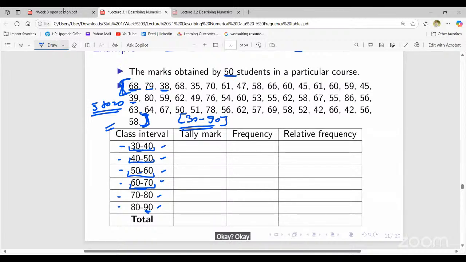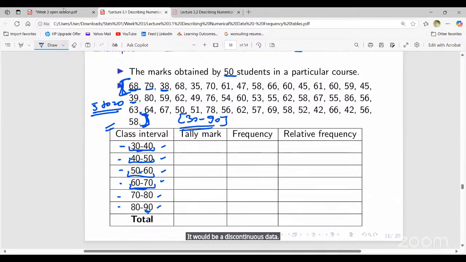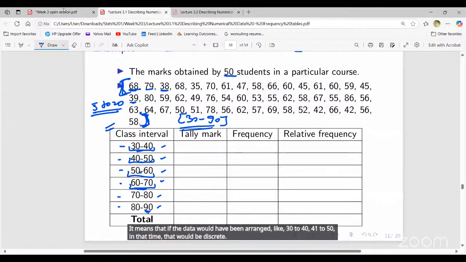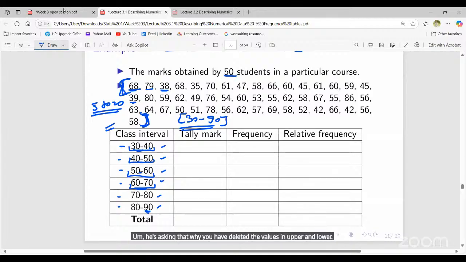Now what I am asking is, suppose the data was arranged like 30 to 40, then 41 to 50, then it would be continuous or discrete? It would be a discontinuous data. Discontinuous or discrete? If the data would have been arranged like 30 to 40, 41 to 50, in that case that would be discrete. He is asking why you have repeated the values in the upper and lower, whether 40 is included, whether 30 and 40 both are included or not.